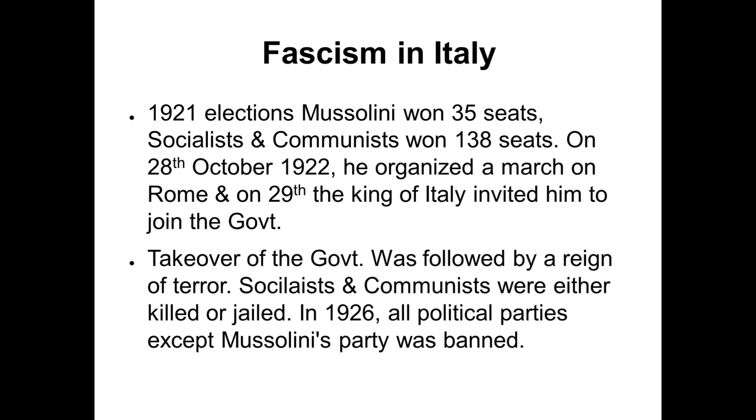Okay, fascism was not because of a popular victory. You can see the difference between the seats. And then he organized a march on Rome. And then the king of Italy invited him to join the government.